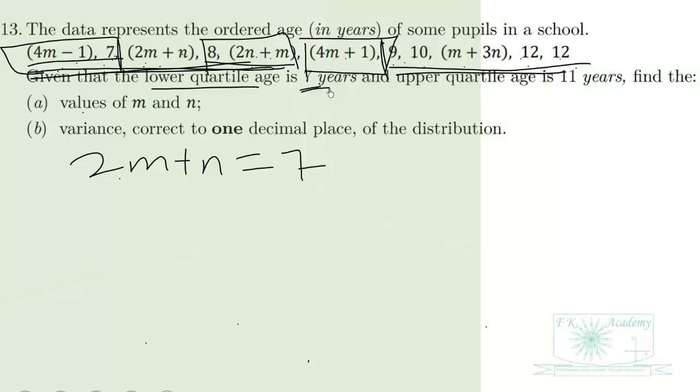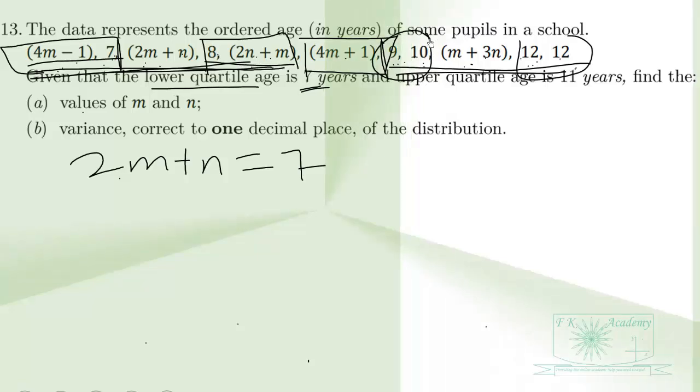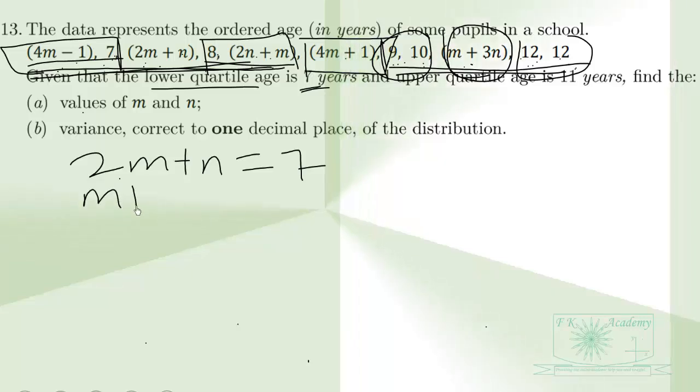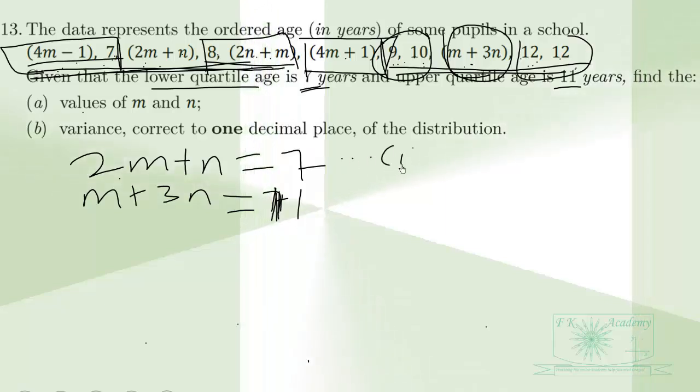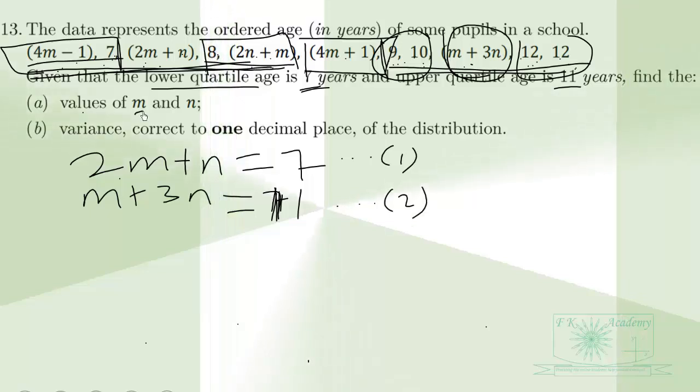Then the upper quartile is the median of the upper half. We have 5 values, so the median is this one here, which is m plus 3n, and according to the question, is equal to 11. So we have two equations, equation 1 and equation 2, to solve for m and n.